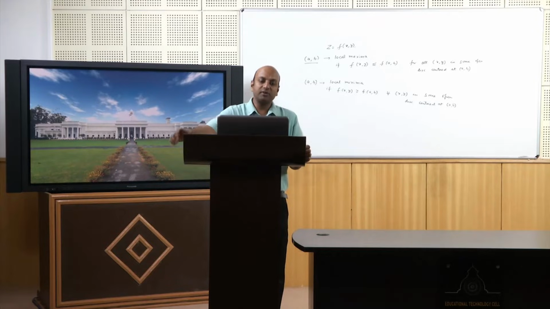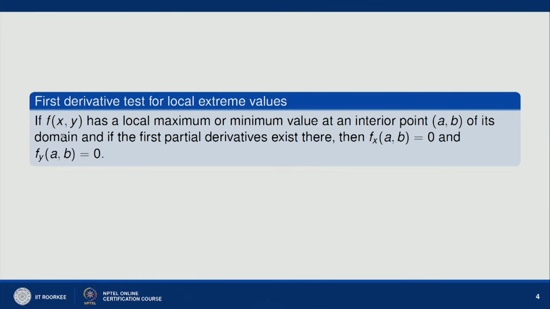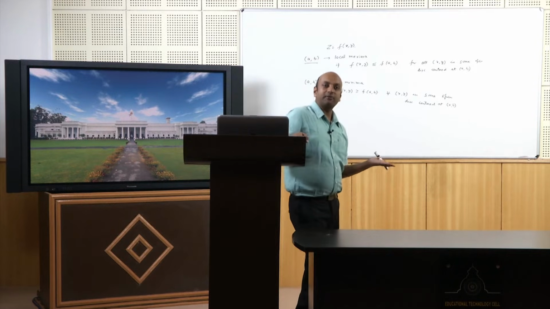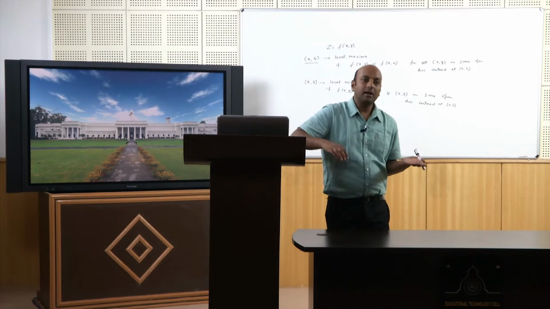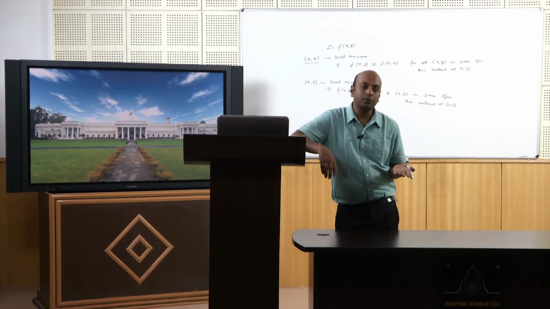So, we first have the first derivative test. What is the first derivative test for local extremum values? If f(x, y) has a local maximum or minimum value at an interior point (a, b) of its domain, and if the first partial derivatives exist there, then f_x(a, b) equals f_y(a, b) equals 0. Like in the single variable function, if a function is differentiable and x equal to a is a point of local maxima or local minima, then f'(a) will be 0.